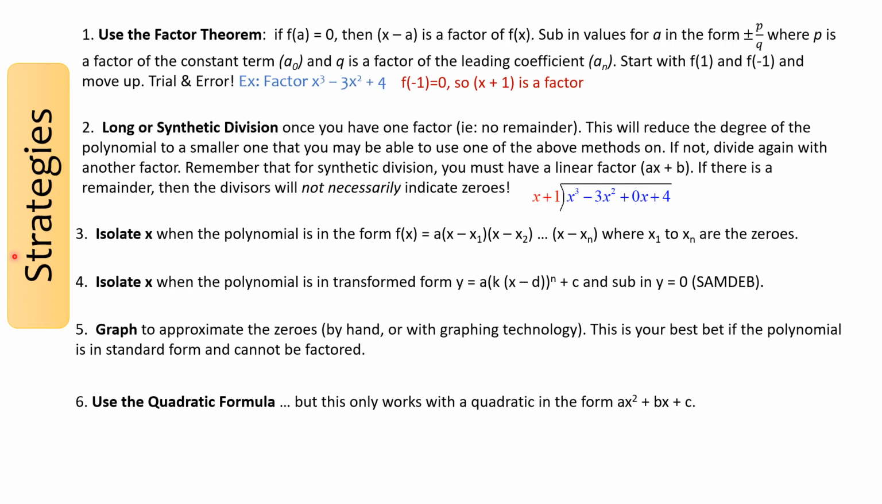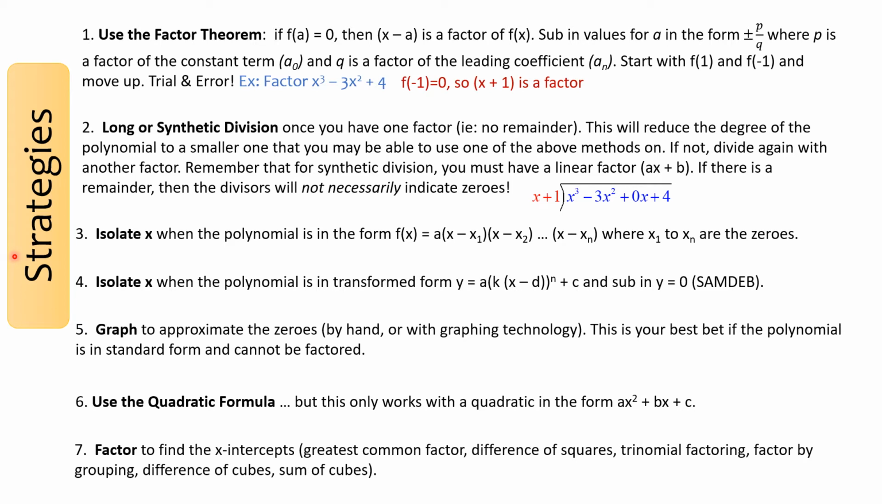If it's a quadratic, you can use a quadratic formula to find the zeros. If you can't factor it, you can always use a quadratic formula, but it only works if it's a degree of 2. And the last one we're going to talk about is just plain old factoring to find the x-intercepts. So we're going to review this in a little bit, all the different types of factoring that we know from previous years in school.